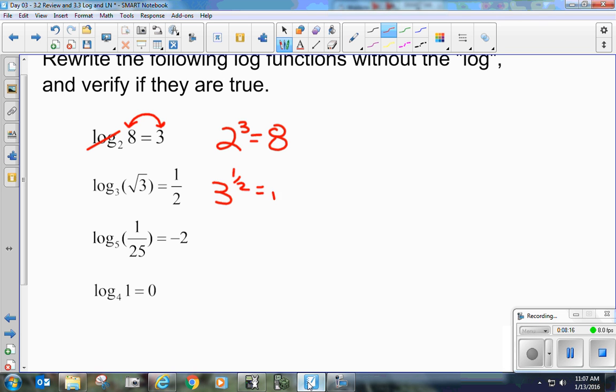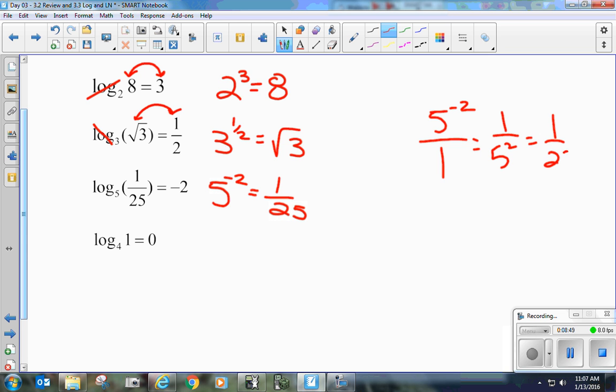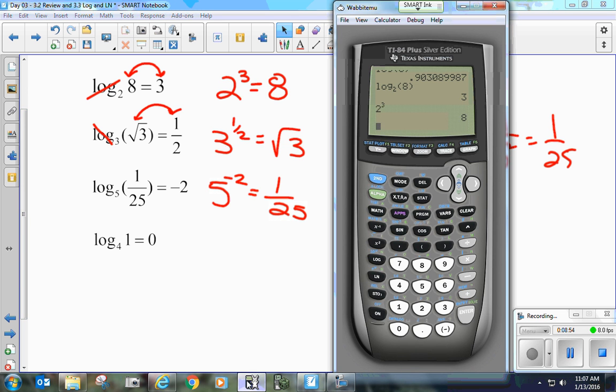3 to the 1/2 equals radical 3. You just switch these two and drop the log. And that should make sense because anything to the 1/2 power is a square root, right? So that's like saying radical 3 is 3 to the 1/2. That's right. Okay, what about the next one? Absolutely. Because let's not forget our rule of negative exponents. What do we do to make negative exponents positive? We flip it. So that's 1 over 5 squared, which is 1 over 25. Absolutely. And if I want to get crazy, check the calculator.